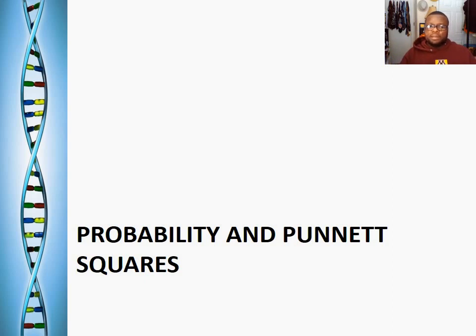And now that begs the question, how do I know what is the chance of my future kids being a certain variation of the same gene? That brings us to probability. Probability is the likelihood to have a certain outcome. And how do we study that in genetics? We use Punnett squares.